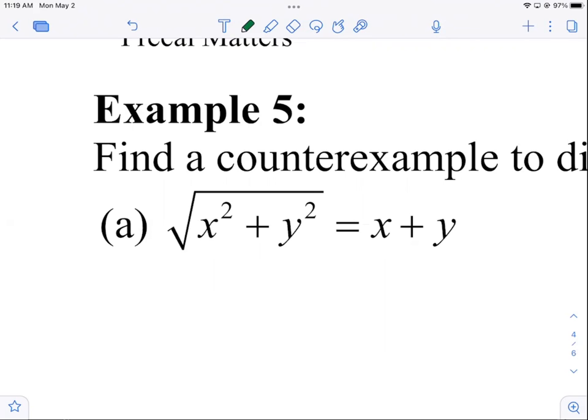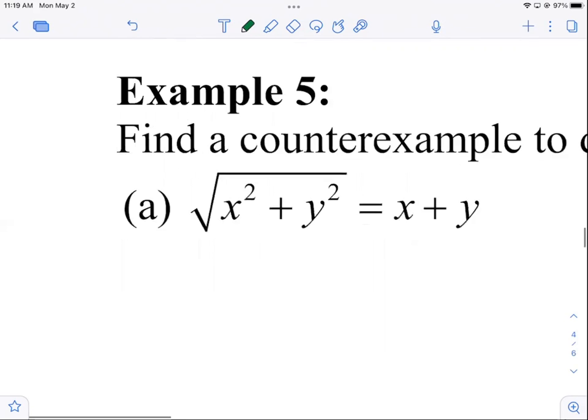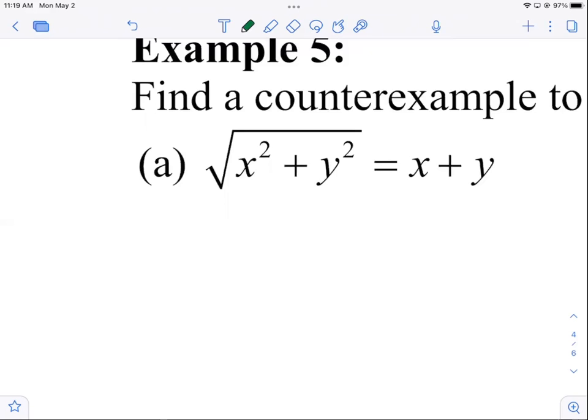Now, if they were multiplied, it would work, right? The square root of x squared times y squared is xy. Because remember, the difference between factors that are multiplied versus terms that are added or subtracted. These are terms. So this is not true. So your job is to find a counterexample, right?